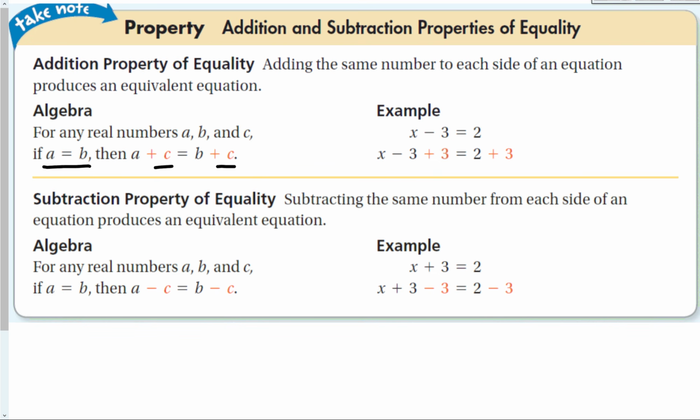Okay, we can see that with subtraction as well. So subtracting the same number from each side of an equation produces an equivalent equation. So again, if I start with A is equal to B, if I subtract C from one side, I have to subtract C from the other side. And we can see that here with the example, subtracting 3 and subtracting 3.